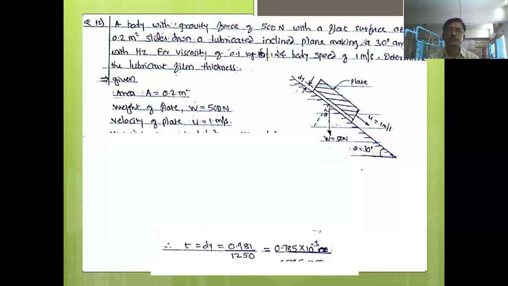and body speed of 1 meter per second. Full stop. Determine the lubricant film thickness.